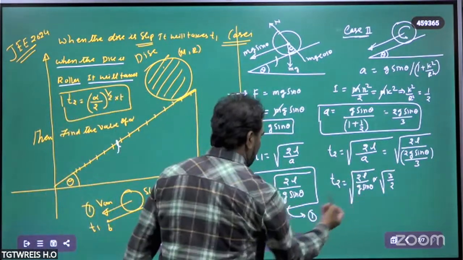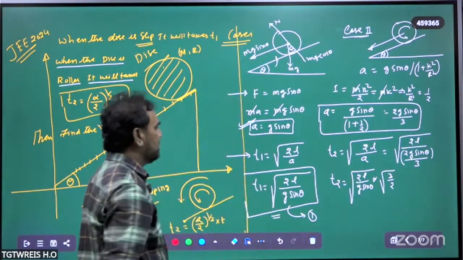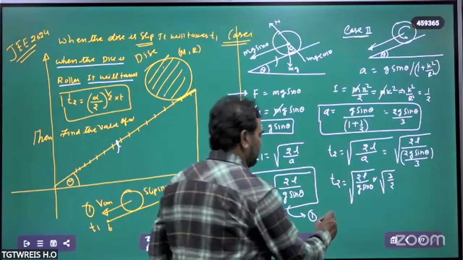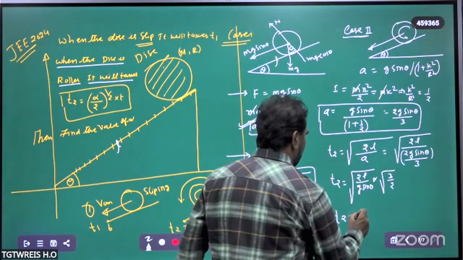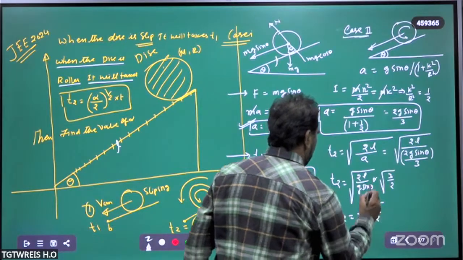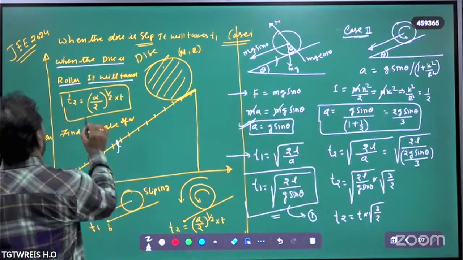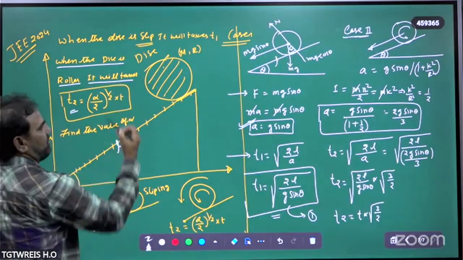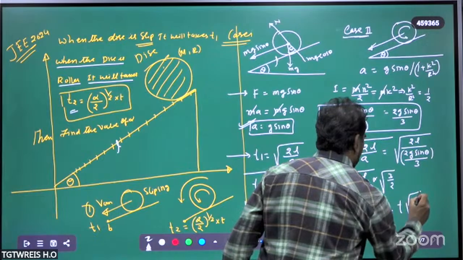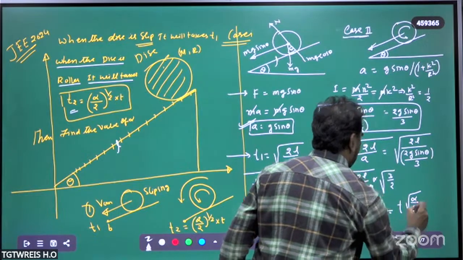Next, the second term: 2L upon g sin theta is nothing but T1, no? That is T1. The time taken T1 is equal to T given, so T2 is equal to T into root over 3 upon 2. So this is compared with T2 is equal to T into root over alpha upon 2. Compare them.